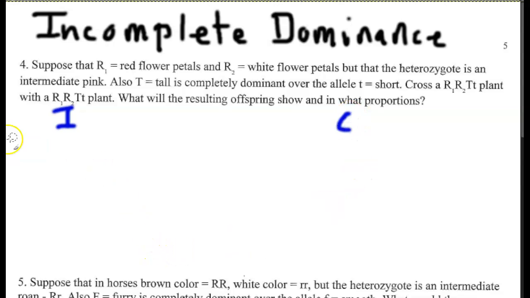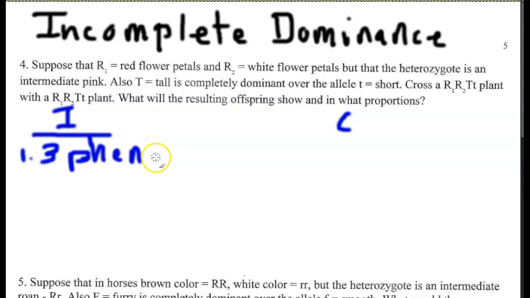So let's look for our clues. All right, go ahead and look at it. Suppose that R1 equals red, R2 is white, heterozygote is an intermediate pink. So stop right there. We know that one has to be the incomplete dominant one. First of all, there are 3 phenotypes.